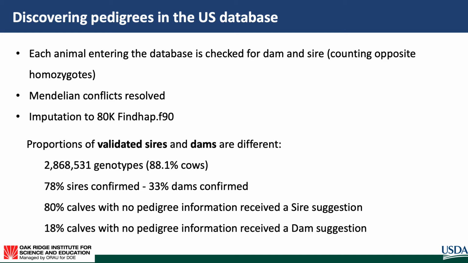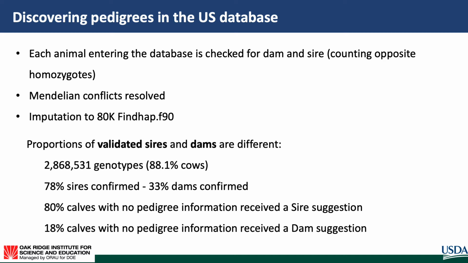Almost 90% of the animals in the database are cows. Less than 80% had a sire confirmation, and only around 30% of them had a dam confirmation. The number of genotypes entered in the database without pedigree information has grown over the last year, mainly because there is an increase of genotypes coming from many different countries.